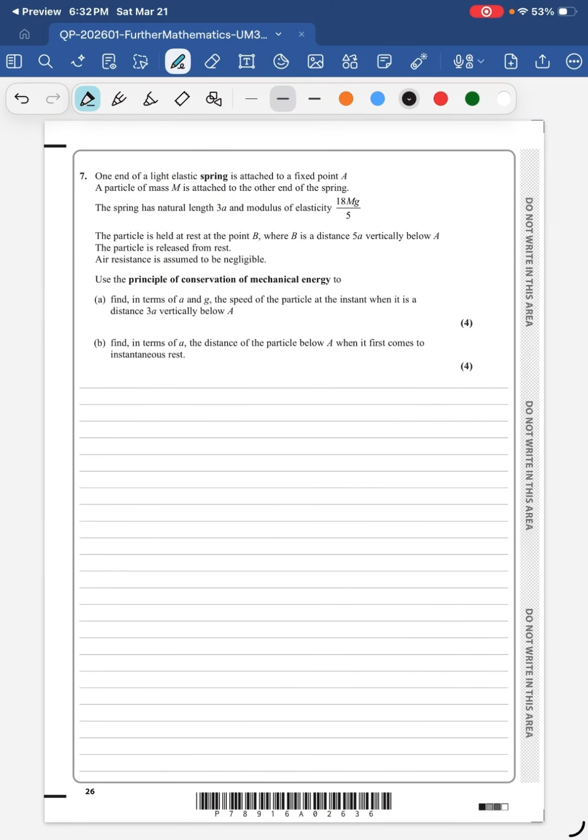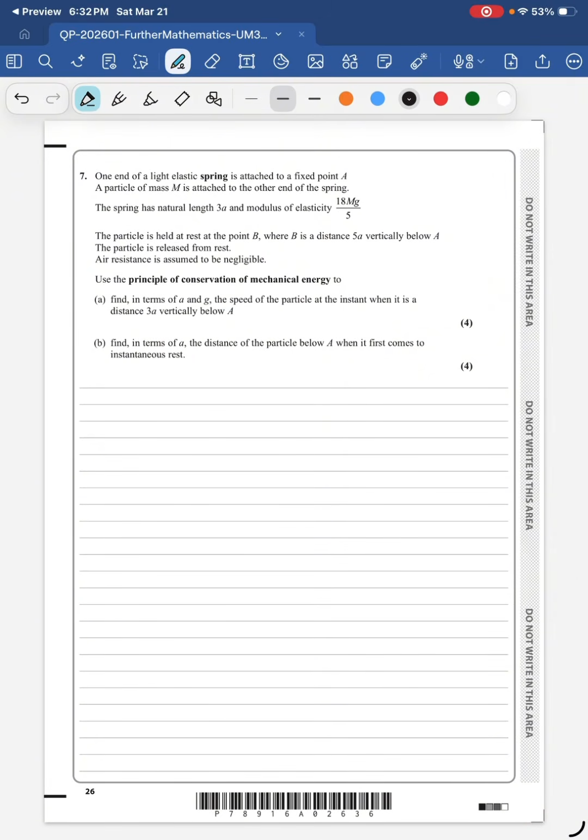So we have to use it twice, I guess. In question A, find in terms of a and g the speed of the particle at the instant when it is a distance 3a vertically below A.